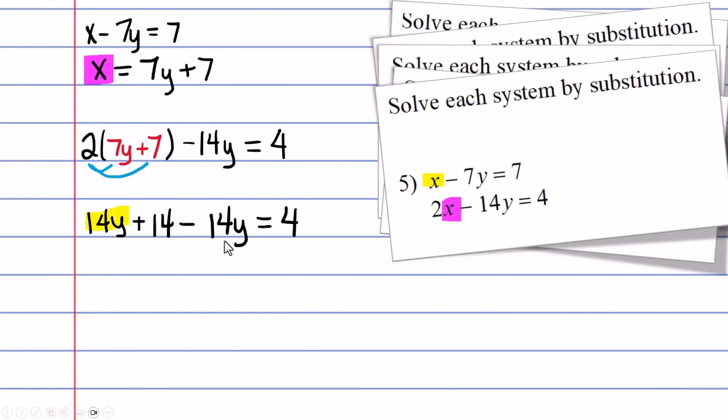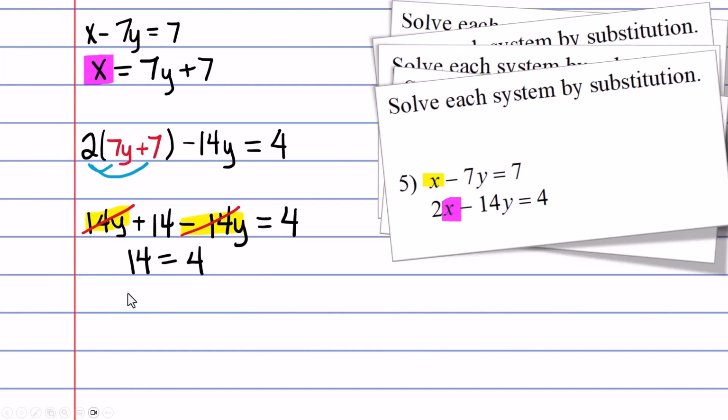Here's the 14y and the negative 14y. Well, when you put those two together, they just cancel each other out. That's 0. So we write down whatever you have left. You have 14 on one side of the equation and 4 on the other. This is false. This is an untrue statement.